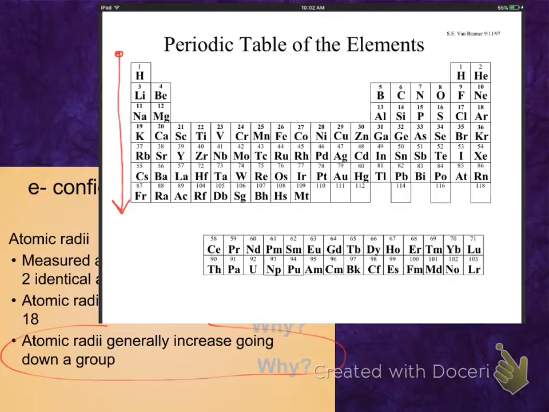Now that one kind of makes sense. What's happening every time we go down a period? Every time we go down one step within a group, what are we adding? A new energy level. A whole new energy level. So it kind of makes sense if we think back to that old Bohr model, the big concentric circle rings that you learned as a freshman. Okay, yeah, you're adding a whole new ring on the outside. It got bigger. But when we go across a period and we add more stuff, it gets smaller.